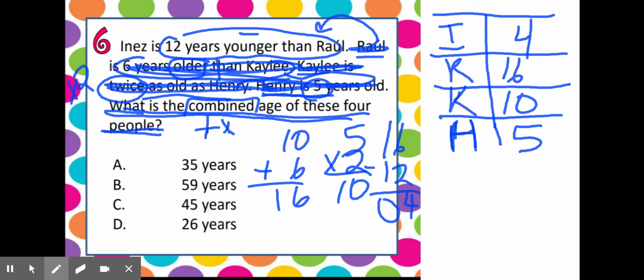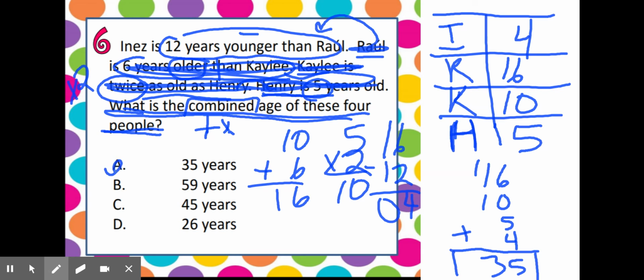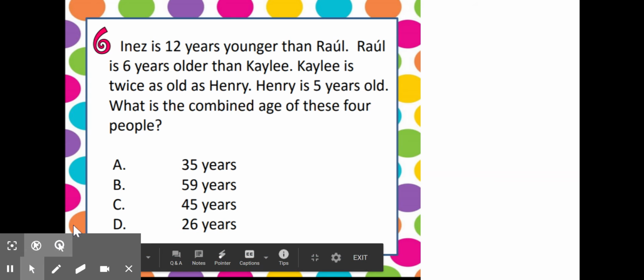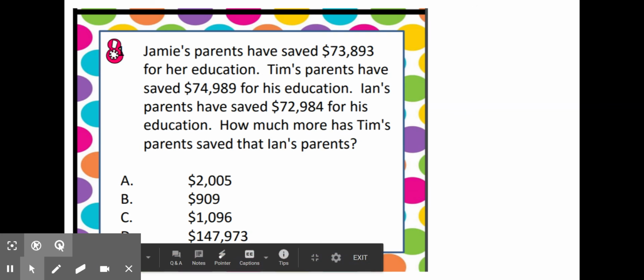Now it says to combine all 4 people. Well, I'm going to line up my numbers. I'm going to make sure I put Henry and Inez, which are 5 and 4, lined up in my ones place, not my tens place. 6 and 4 is 10, plus 5 is 15. 1 and 1 is 3. So their total amount is 35 years. So just remember, anytime they tell you someone's more or less than someone, make sure you make a T-chart, because it helps you keep it all straight, so that if they do ask you at the end to add them all up, you won't miss anybody.